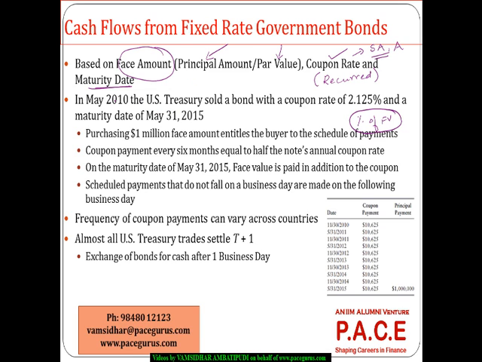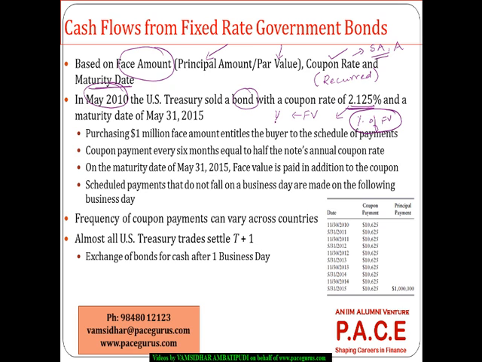So just look at a simple example. Let's say today is May 2010 and we are talking about a US Treasury bond. The US government has sold a bond with a coupon of 2.125%. This is the way it is expressed, which means 2.125% of the face value is paid every year.